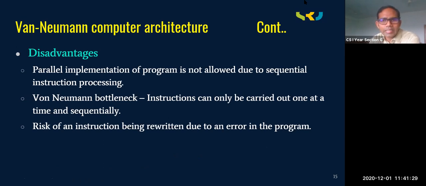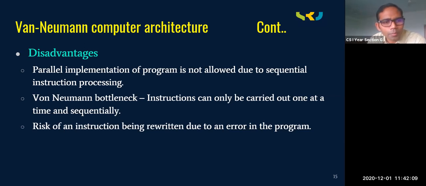Now coming to the disadvantages with respect to von Neumann architecture. And these are the advantages of Harvard architecture, in other words. Disadvantages of von Neumann architecture and advantages of Harvard architecture, both are the same. Parallel implementation of programming is not allowed due to sequential instruction processing. We cannot execute two instructions simultaneously. We can't open two applications simultaneously in von Neumann architecture. Only one instruction can be executed at a time. That's why we cannot perform parallel processing.